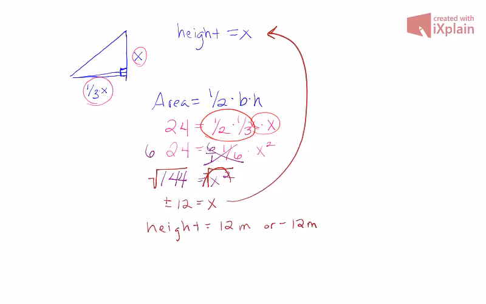So this is where you want to pay close attention to the context of the problem. There's no way that you can have a measurement that is negative 12 meters. So we know that our height is 12 meters, and now we can figure out the base. Our base is 1/3 times x, which we had already indicated before. So we substitute 12 in for x because we solved that. And 12 times 1/3 is equal to 4. So this is 4 meters. All right, so there you go. 4 meters is your solution.